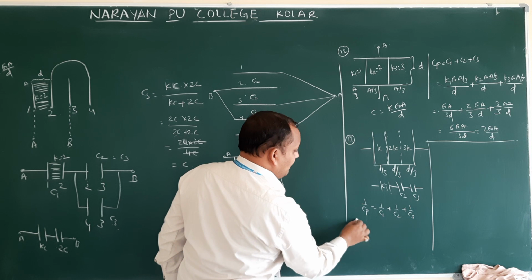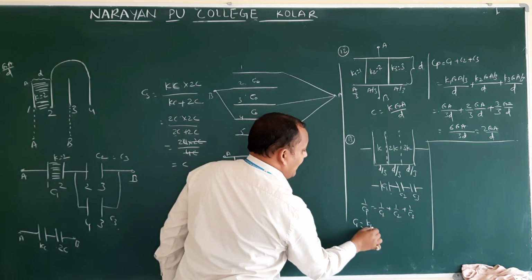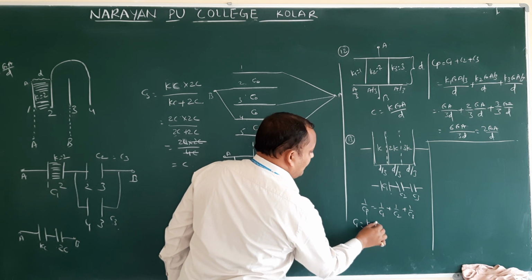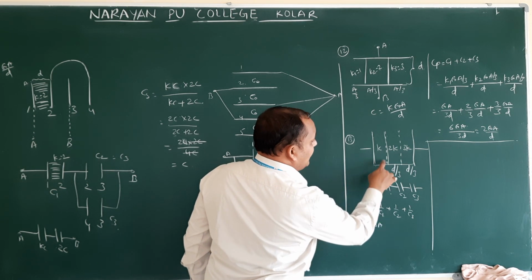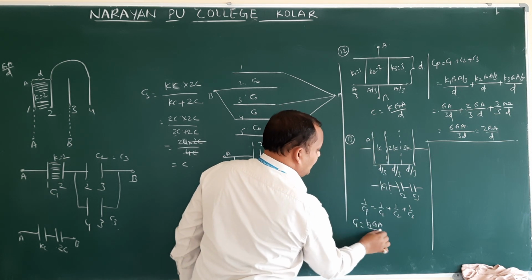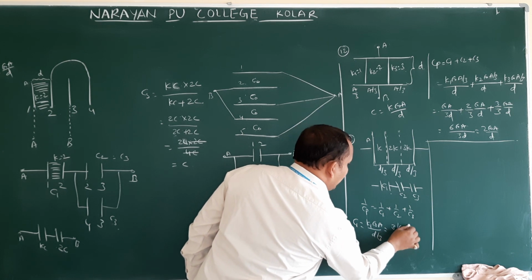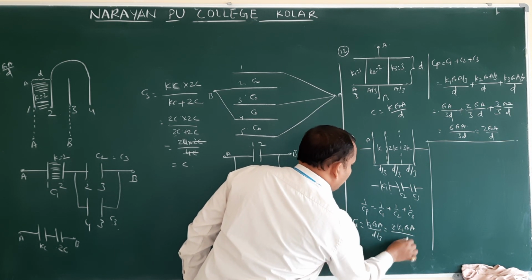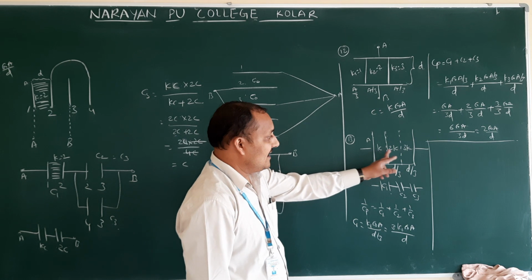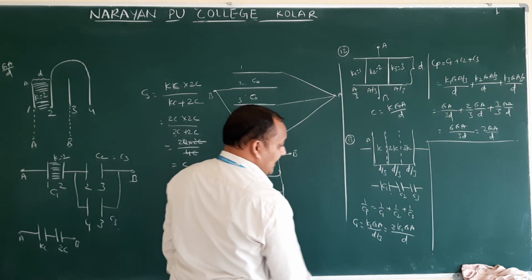First, what is C1? C1 is the same formula, K epsilon naught A by D. Here K1 epsilon naught, the area is the same, area A, but the distance is D by 3. Then what will you get? 3K1 epsilon naught A by D. So the K1 value is substituted. You can substitute K, so then 3K epsilon naught A by D.